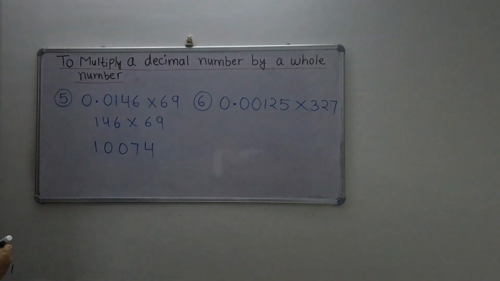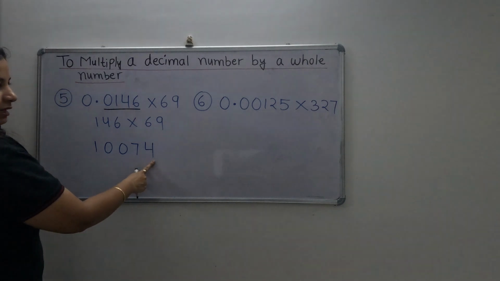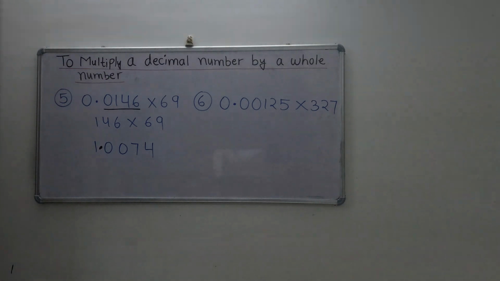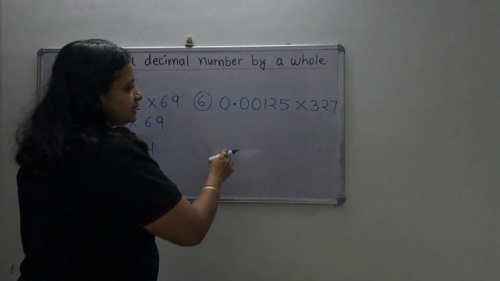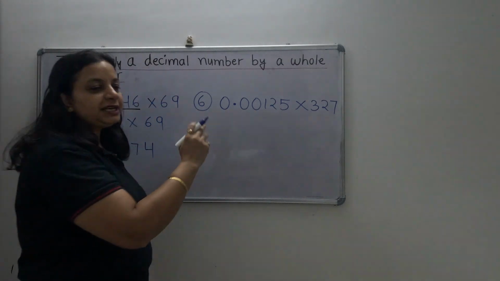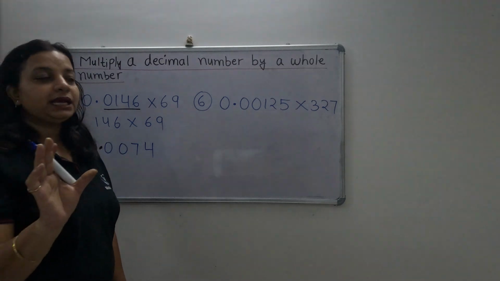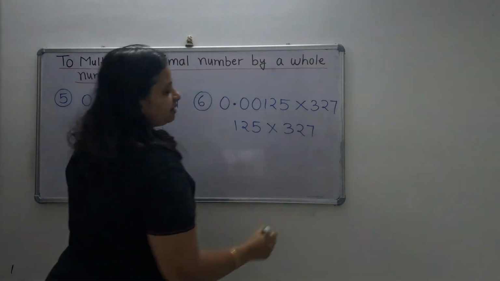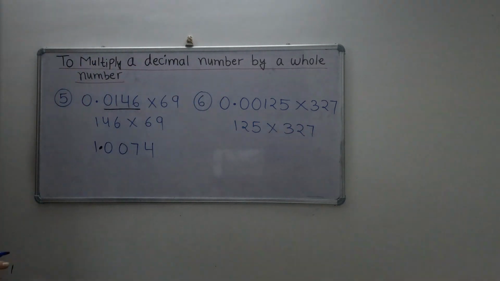Now count how many decimal places we have. We have 4 decimal places. Count from the extreme right, 1, 2, 3, 4 and put the decimal. Okay? Any confusion? Now see the sixth example. Again we have 3 zeros before 125. There is no meaning. You will just multiply 125 times 327. Normal multiplication. Ignore the decimal point and multiply the numbers. So when you multiply it, what is the answer?